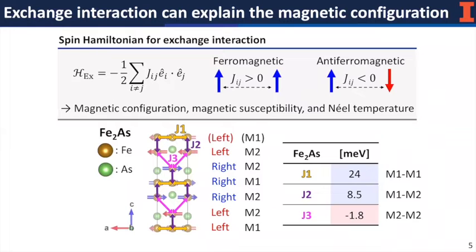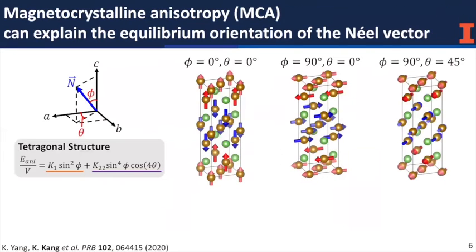So from the calculated exchange coefficients, we now know the magnetic configuration of iron tri-arsenide, but we still don't know which direction the entire magnetic structure orients. That's determined by the magnetocrystalline anisotropy energy. So here are some examples. With the antiferromagnetic configuration determined by the exchange coefficients, it can orient along the C-axis, A-axis, or 110 direction. So any direction can be possible.